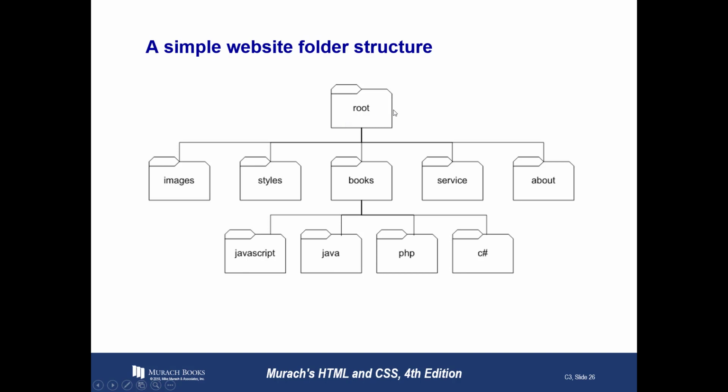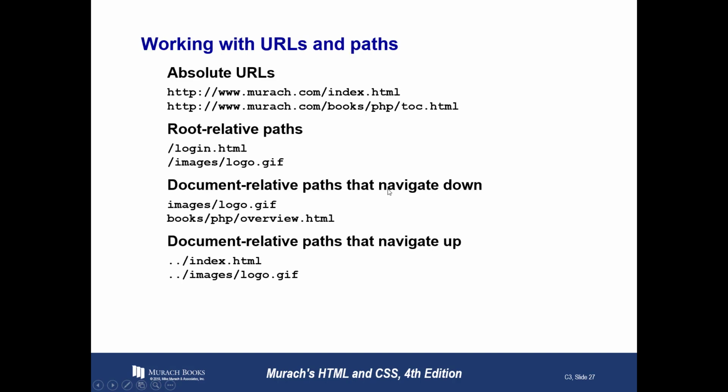All right. A simple website folder structure. Okay. We're going to build something that's going to be similar to that. So let's talk about URLs. When a URL begins with http:// or https://, and the first one, the http://, that's Hypertext Transfer Protocol. If you have an https://, that's Hypertext Transfer Protocol Secure. And there's ftp:// for File Transfer Protocol. If you've got a URL that starts with one of those, it's an absolute URL. It's from what's called the root level.